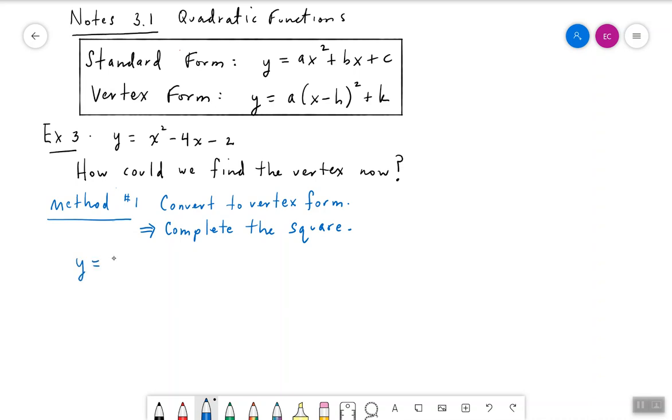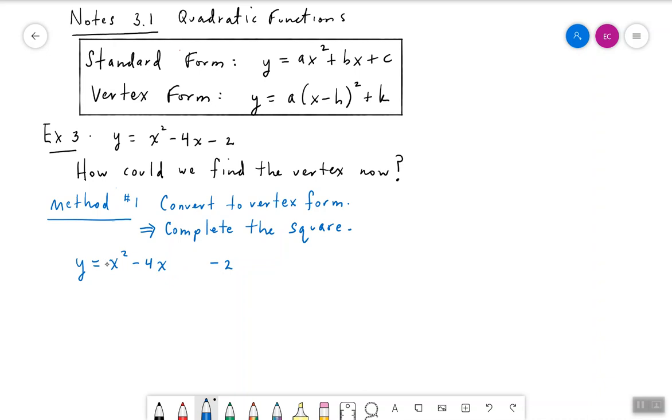Let's start with y equals x squared minus 4x, and then let's leave a little space and then write the minus 2 after that. Remember, when we complete the square, we take the x squared term and the x term together, and then we figure out what is the constant term that will make the perfect square trinomial. So the minus 2 is not going to help us.